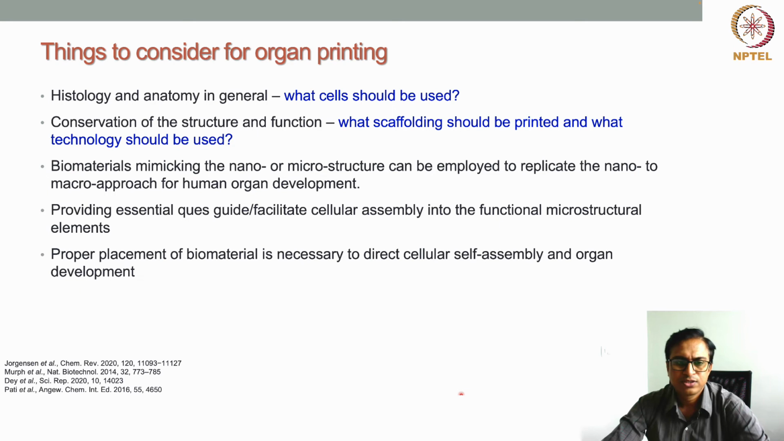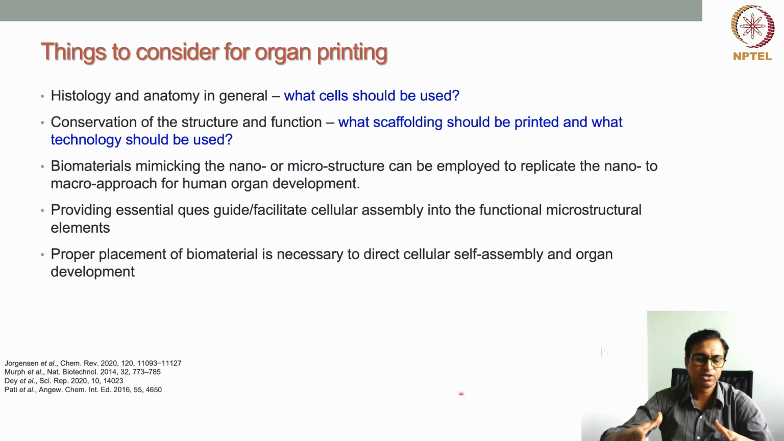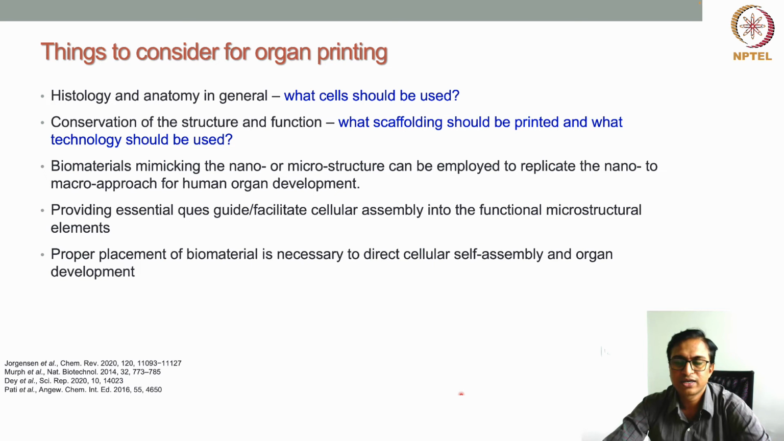So the proper placement of biomaterials is necessary to direct cellular assembly and organ development. When you are working with bioprinting, the placement or positioning of the biomaterial at a particular coordinate in the tissue structure is very, very important, so that it can guide or direct cellular self-assembly or organ development. These things are very important to understand and consider well when going for organ printing.